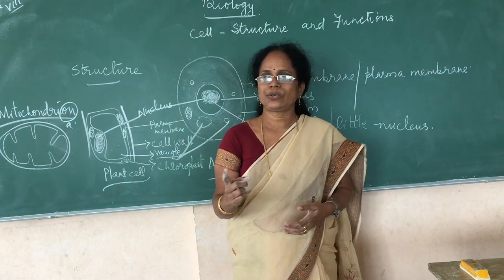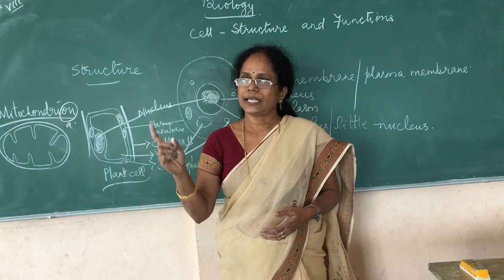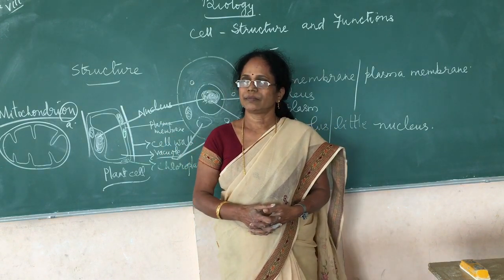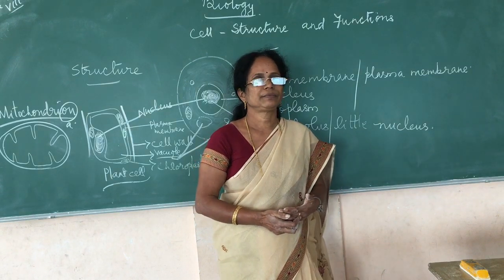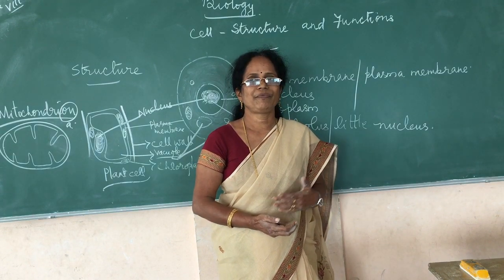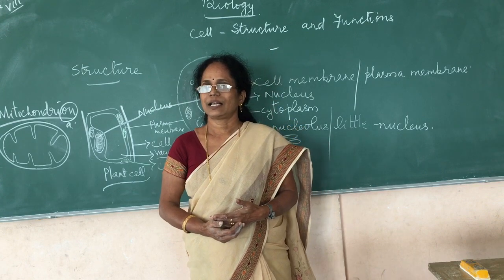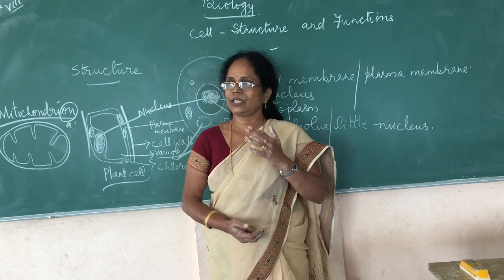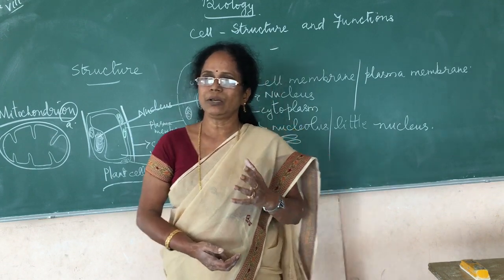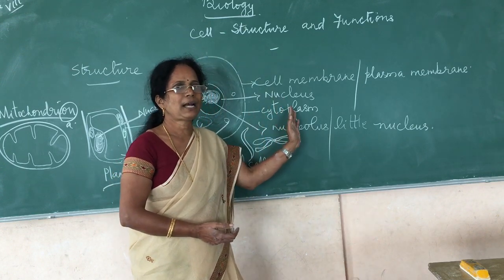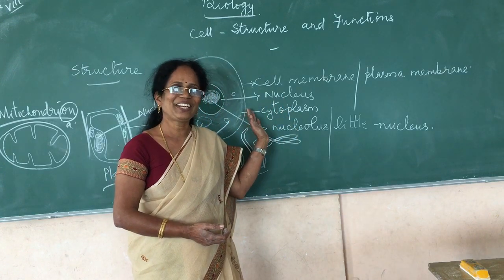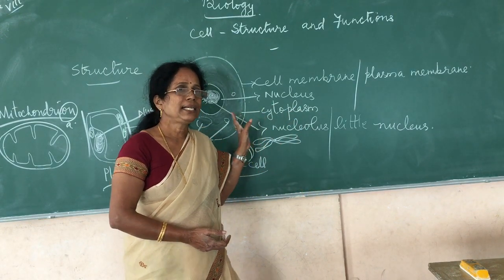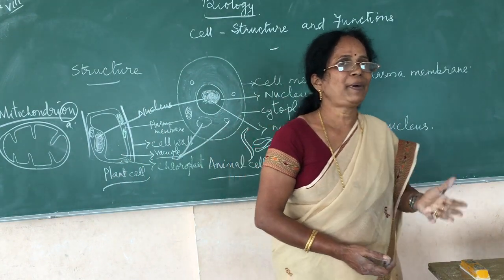Say one character of cell membrane. Plasma membrane is one character, one function. It allows particles to get in and go out. It allows, and it does not allow all the particles.